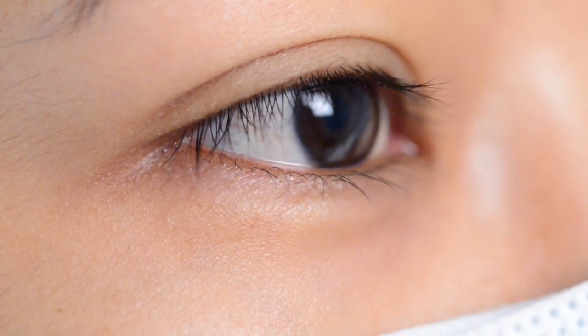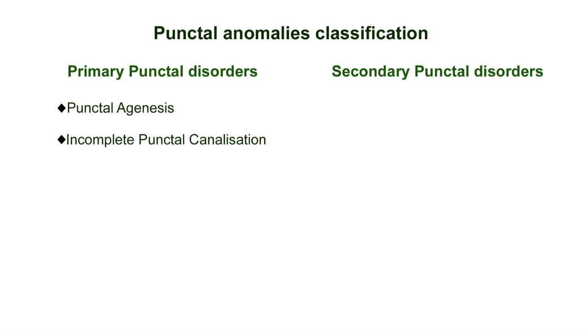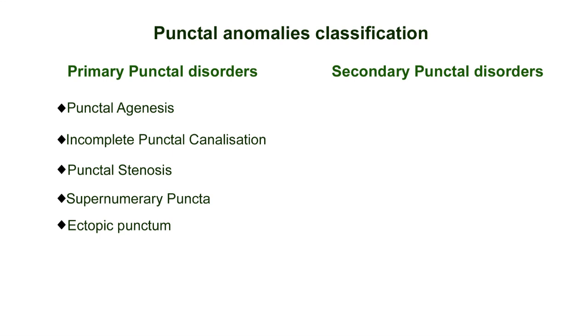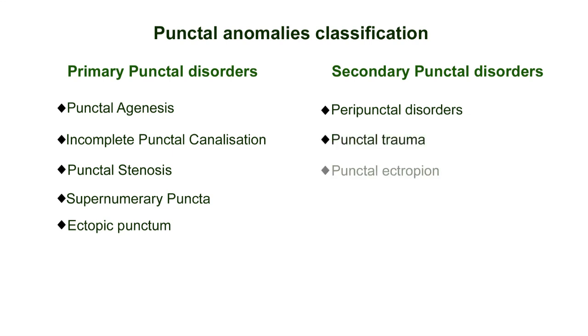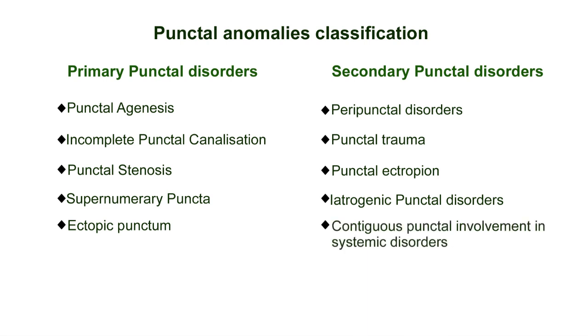Punctal anomalies can be broadly classified into primary and secondary. Primary punctal disorders include punctal agenesis, incomplete punctal canalization, punctal stenosis, supernumerary puncta, and ectopic punctum. The secondary disorders include peripunctal disorders, punctal trauma, punctal ectropion, iatrogenic punctal disorders, and contiguous punctal involvement in systemic disorders. We briefly discuss a few of them in the video.